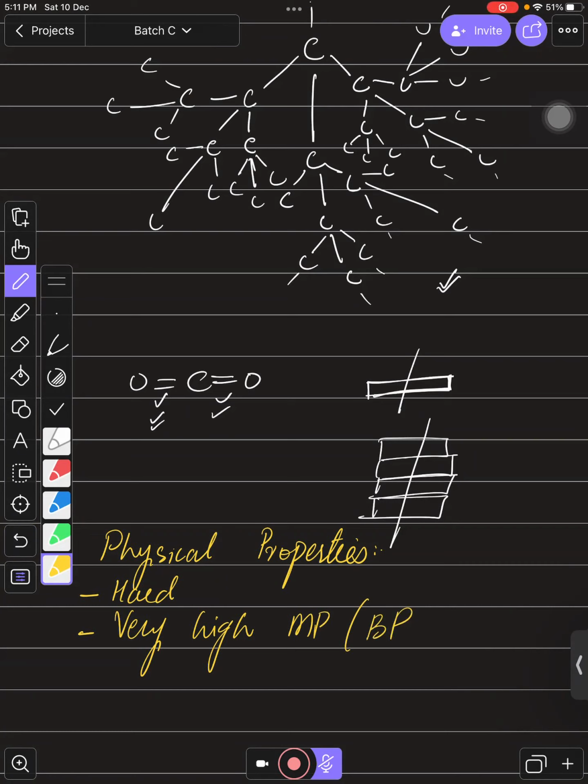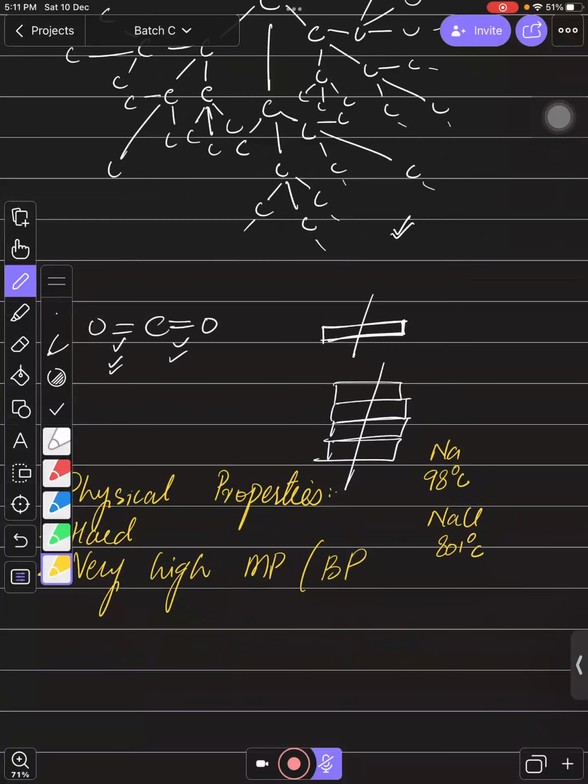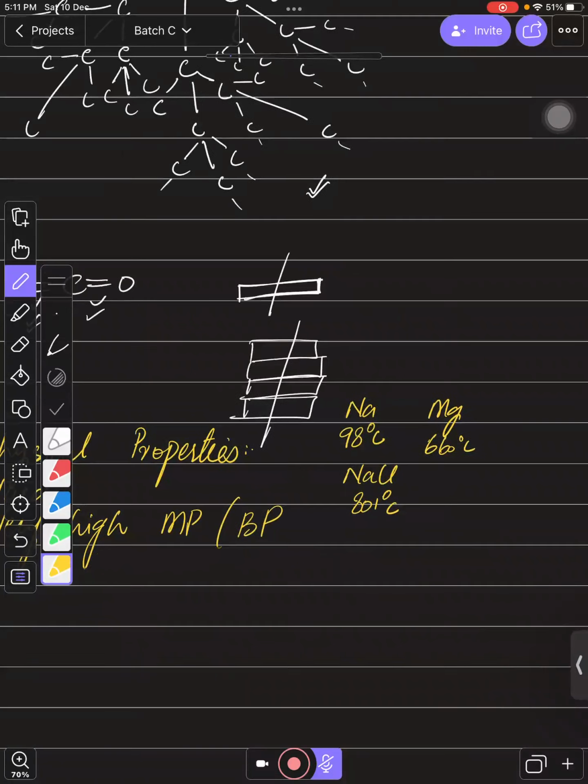If you talk about sodium metal, it is one of the soft metals. The melting point of sodium metal is somewhere 98 degrees Celsius. If you talk about an ionic compound, which is NaCl, it has a melting point of 801 degrees Celsius, right? If you talk about magnesium metal, which is actually a little stronger metal than sodium, it has almost a 660 degrees Celsius melting point. And if you talk about iron, it is a stronger metal, so it has somewhere 1538 degrees Celsius melting point.